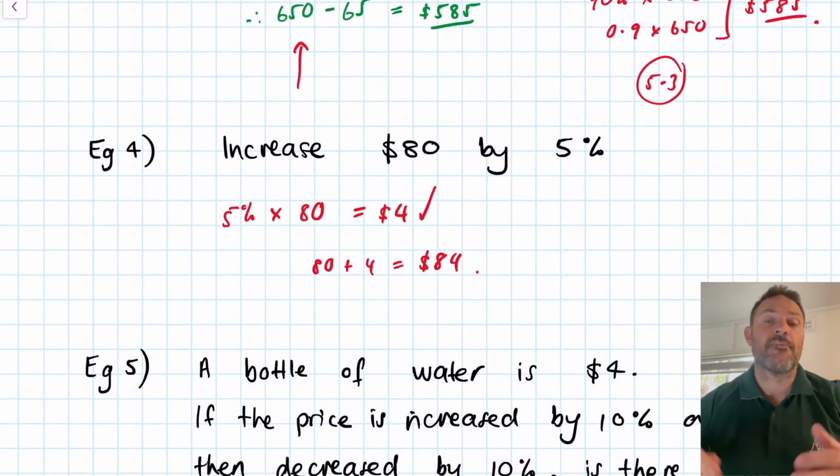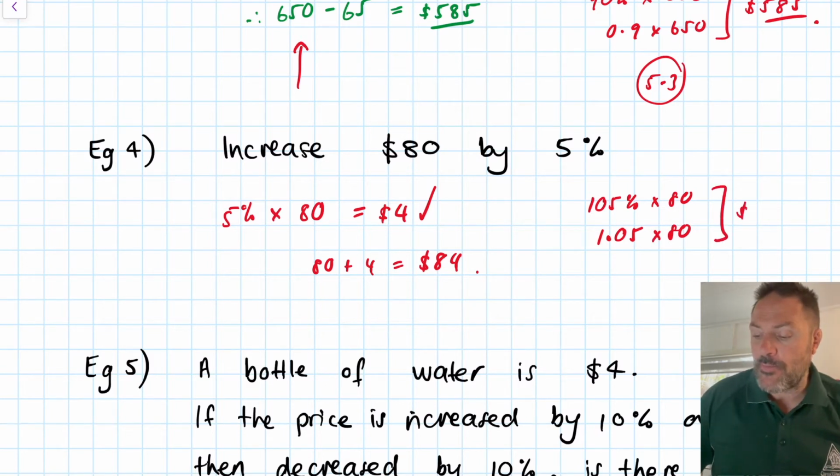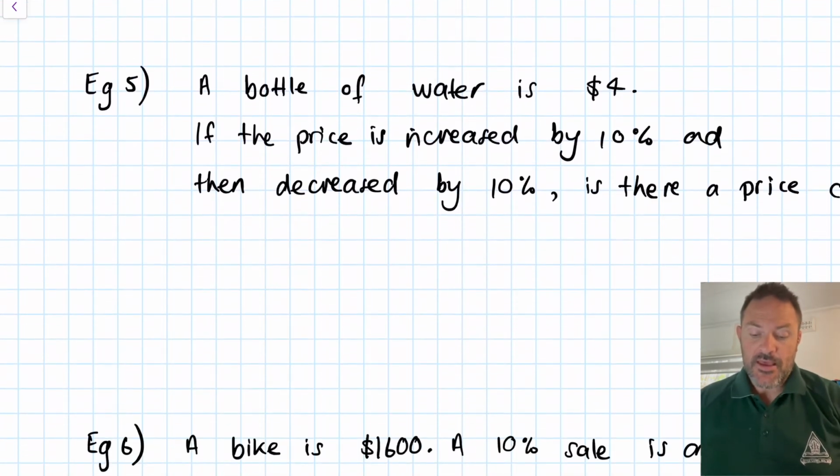Now, of course, if you're looking for an instant multiplier, you'd be looking at 105% times 80, or as a decimal, okay, 1.05 times 80. That would both generate your answer to be $84.